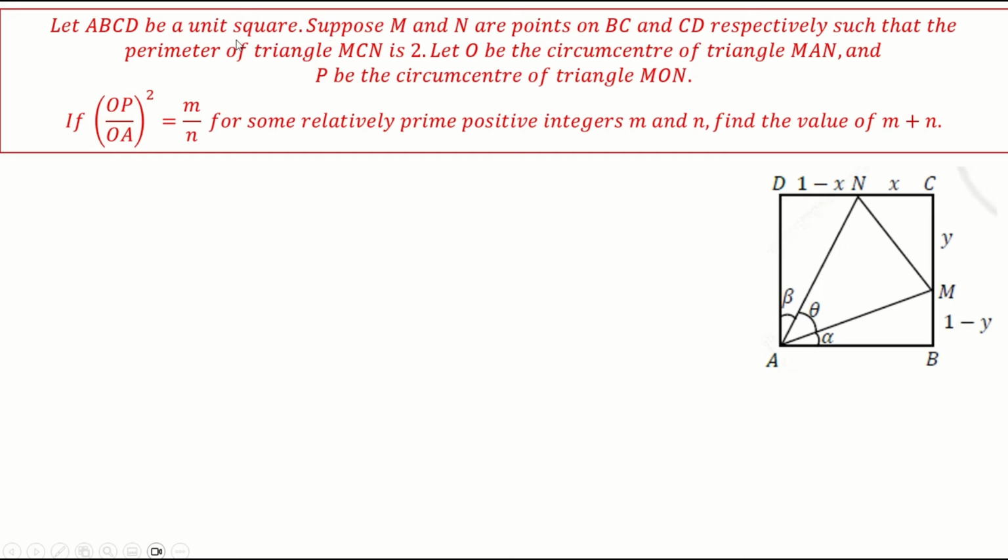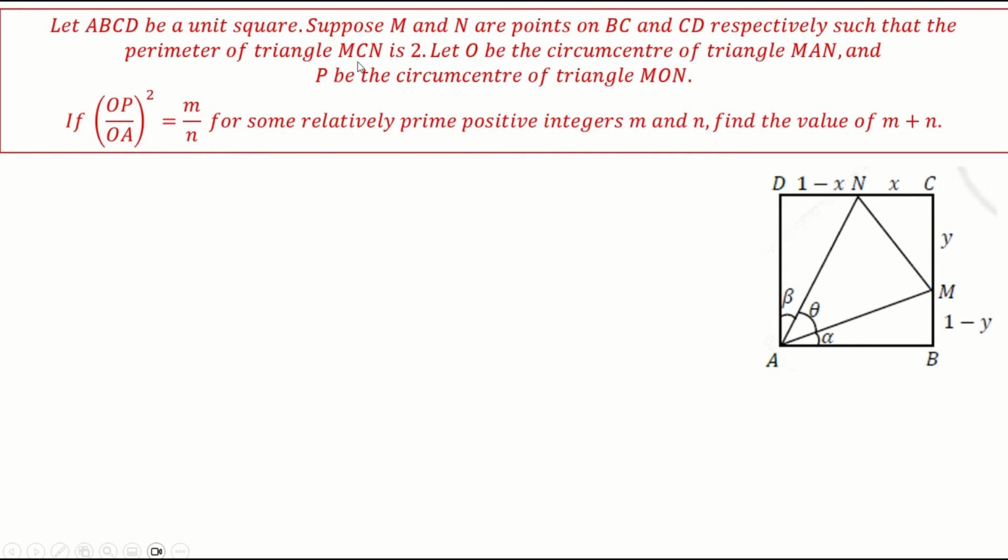Let ABCD be a unit square. What is the definition of a unit square? Each side is 1 unit basically. So AB, BC, CD, DA are 1 unit each. Suppose M and N are points on BC and CD. If I call CM as Y, then MB will be 1 minus Y because this is a unit side. Similarly, if NC is X, then DN is 1 minus X.